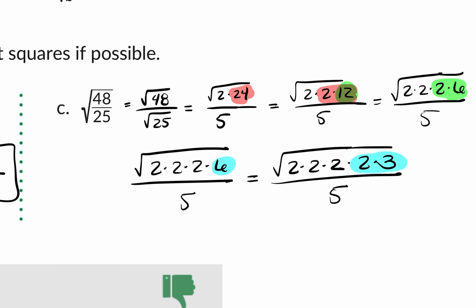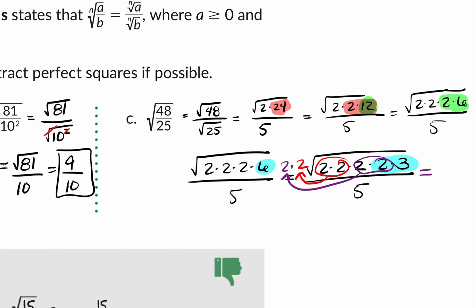So now I look for my couples. Here's a 2. I'm going to bring it out. Here's another couple. I'm going to bring it out. And you're going to multiply them. So 2 times 2 is 4. When you take out the couples, it goes away. You're left with 3 over 5.